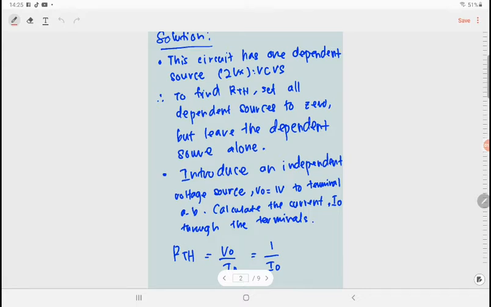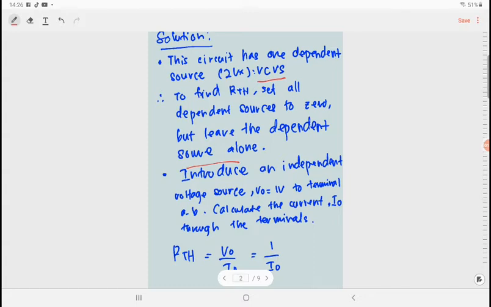This circuit has one dependent source, which is 2Vx, a voltage controlled voltage source. So to find the value of RTH, we need to set all independent sources to 0. That means the current source: we set the current source equal to 0 ampere, which is we open circuit the current source. But at the same time, you need to leave the dependent source intact in this circuit.